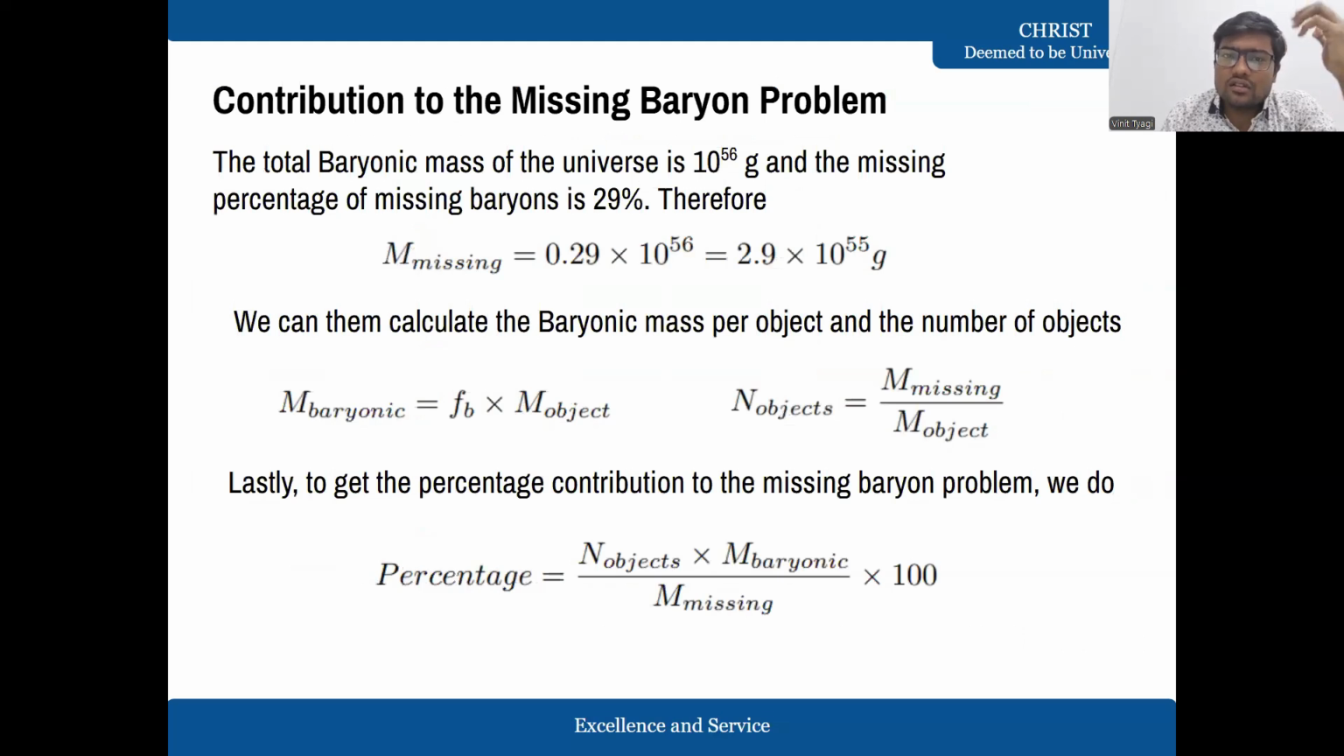Here we calculate the missing mass, since we know the total mass of the universe is 10^56 grams, and 30% of that is missing. That corresponds to around 10^55 grams. And then we can pull out that the baryonic matter is F_B times the mass of our object that we have calculated, and we can say how many such objects of that mass are needed to fill the 30% gap. Lastly, we get to the percentage of it.